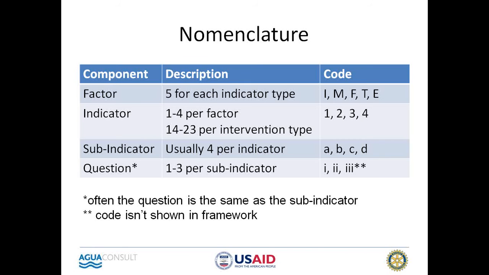And then the sub-indicators, there are usually 4 per indicator, and those are A through D. And then in some cases, the sub-indicators are really composed of 2 or more questions. So those would then also carry a sub-designation of I, etc. But in many cases, the sub-indicator is actually a question, and so there's no subdivision of that.